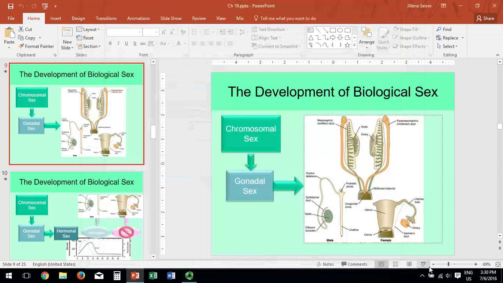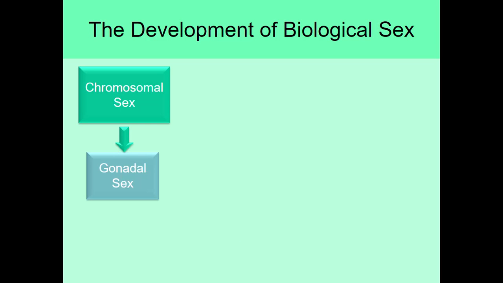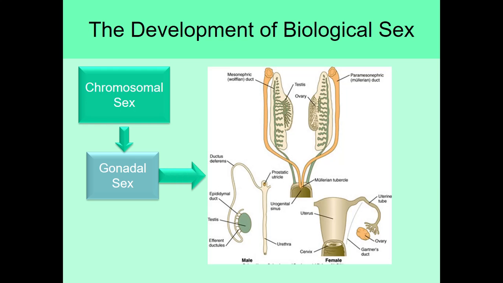Okay, so let's move down the cascade from chromosomal sex to gonadal sex. As we recall from Chapter 2, gonads are the generic term for ovaries and testicles, right? So gonadal sex is... the chromosomes determine how your gonads migrate into either testicles or ovaries while you're in the womb.